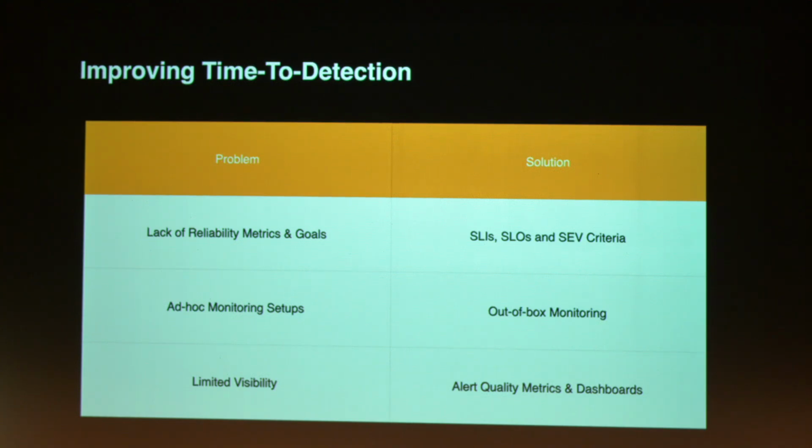So what do we do with these? We basically said, okay, let's take these problems one by one and come up with solutions that we can execute on and then disperse in our separate teams, because we are in a microservice architecture with different teams maintaining different parts. For lack of reliability metrics and goals, the monitoring teams came together and we established SLIs, SLOs, and SIP criteria inside the company. For ad hoc monitoring setups, we started the project of out-of-box monitoring. For limited visibility in terms of what happens to the metrics, we started alert quality metrics and dashboards.